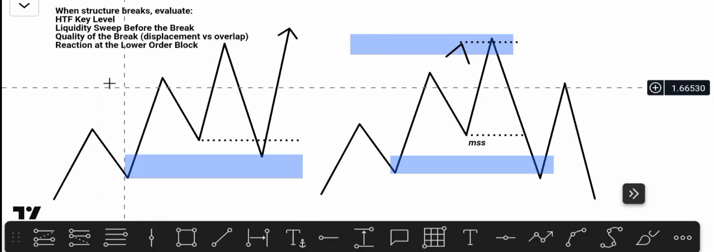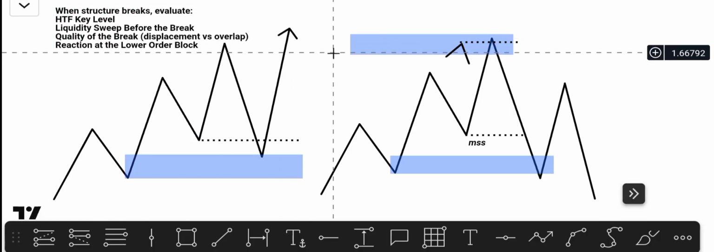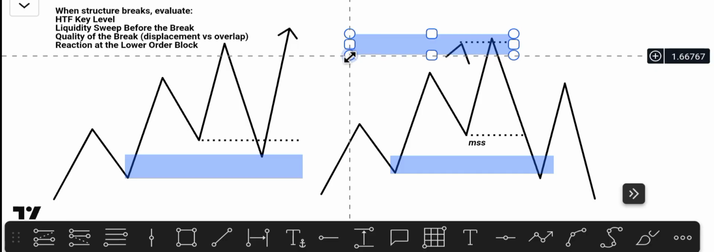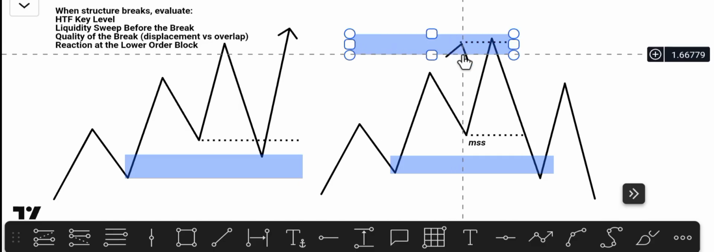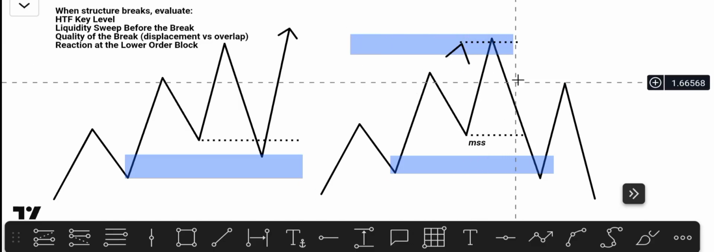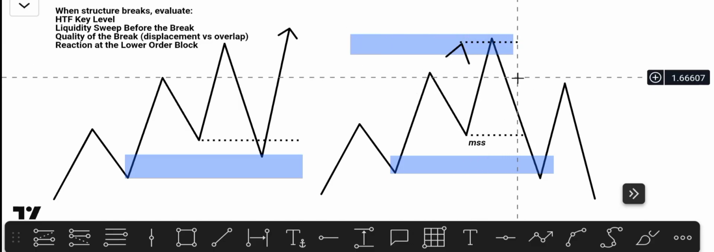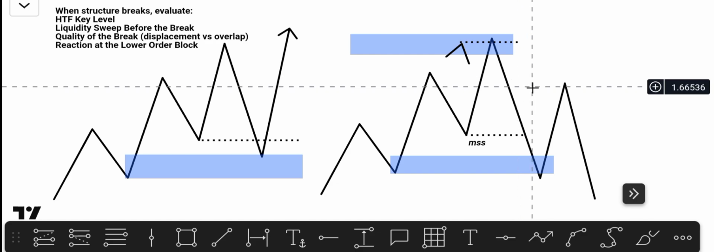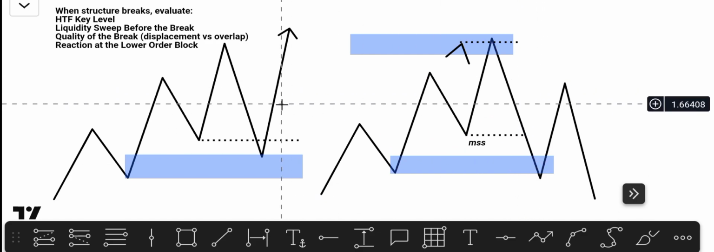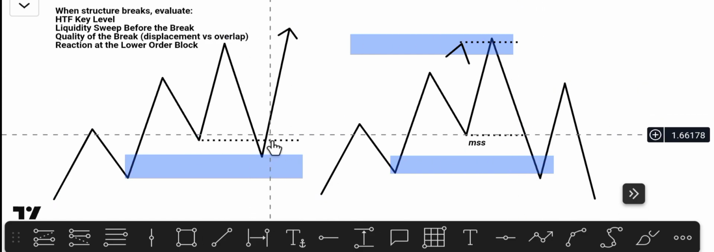This is what works. So the first thing you want to look for: is it occurring at a higher time frame key level? If it's occurring at a higher time frame key level, it's most likely going to be a change of character. Two, you want to check: is there inducement, is there a liquidity sweep before the break? If there's a liquidity sweep before the break, it's most likely going to be a change of character. If there's no liquidity sweep, it's more likely going to be an inducement.